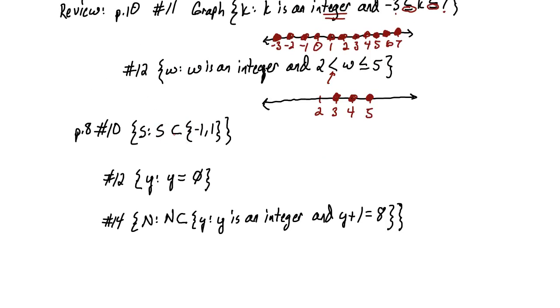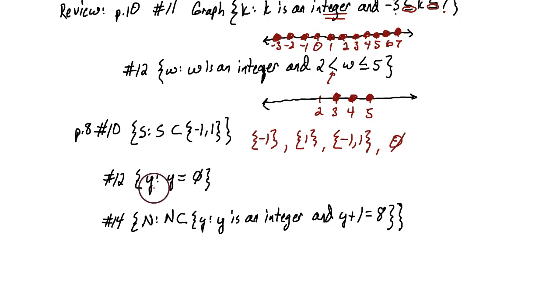For page 8, number 10, we're asked to list out the elements. So let's list everything that works for set S if S is a subset of this set. One subset of that is the set containing only the element -1. Another possible subset contains the 1. Another subset would be to select both of the numbers. And the empty set is a subset of all sets.